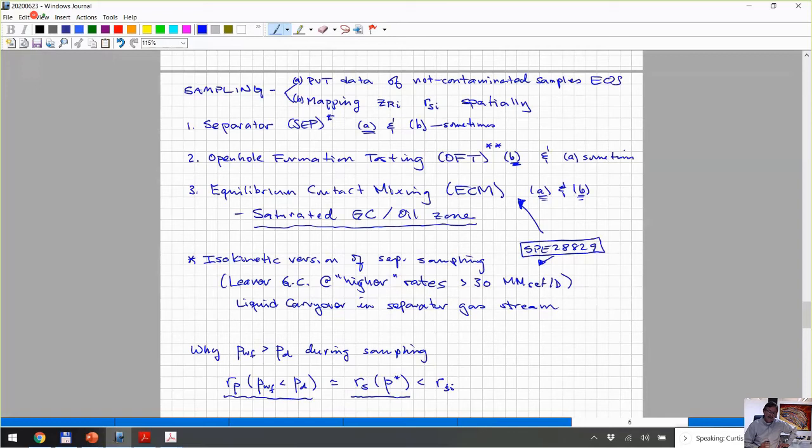Any questions about sampling? I'm going to get to the equilibrium contact mixing real quick. There was a question there, I think, Bartek. Is it possible to somehow physically decontaminate a contaminated fluid sample? Only if you're the woman up above or the man up above, and I don't think we're going to get there. So.